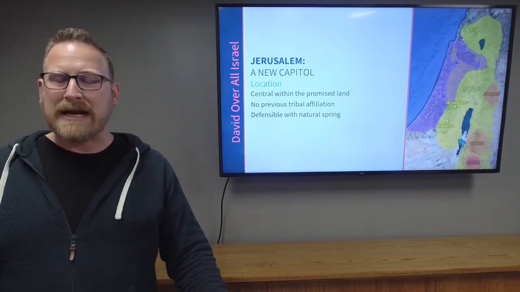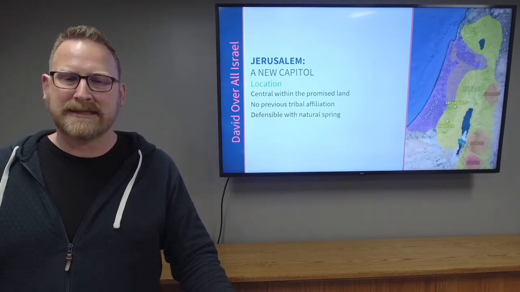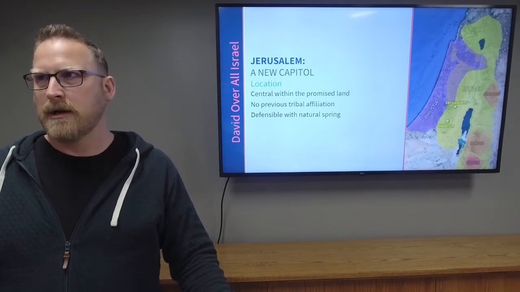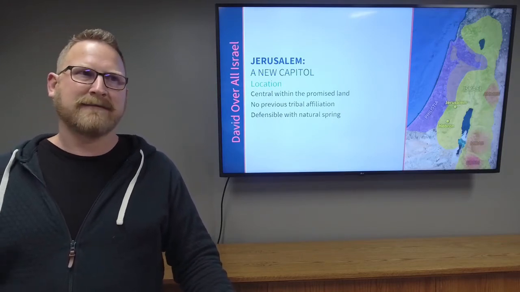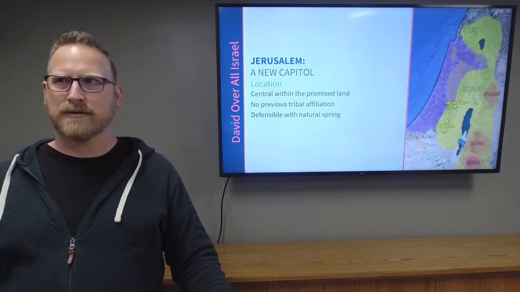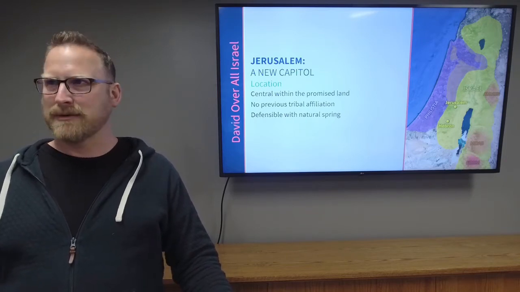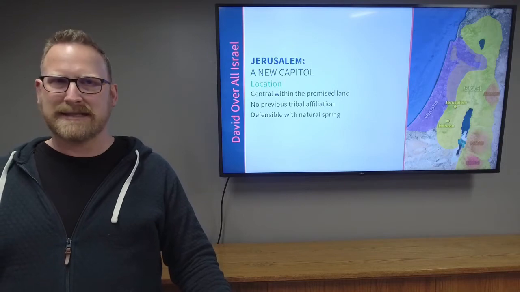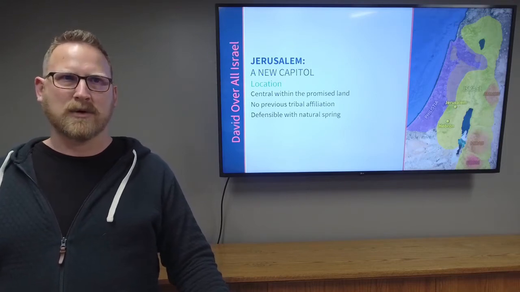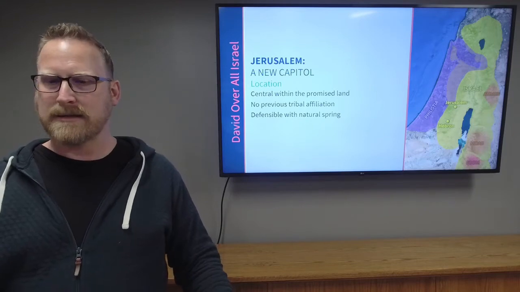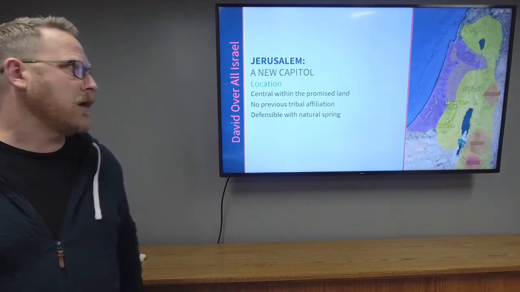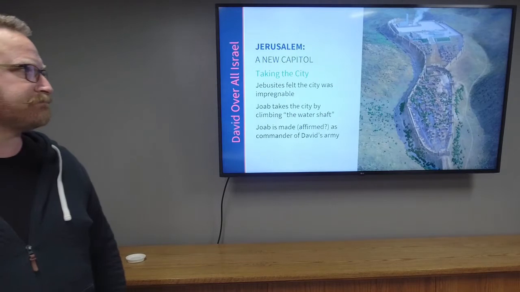One of the great things about Jerusalem is it's extremely defensible because of the hills that it's on, and it also has a very strong flowing natural spring accessible to the city. And if you're going to withstand a siege, you need a source of fresh water. And so that's really why David wanted to move from Hebron up to Jerusalem.